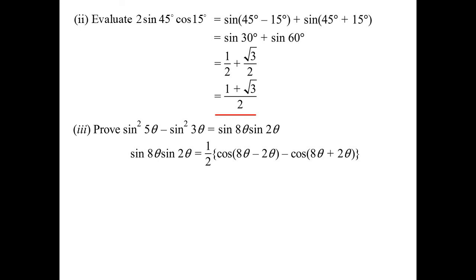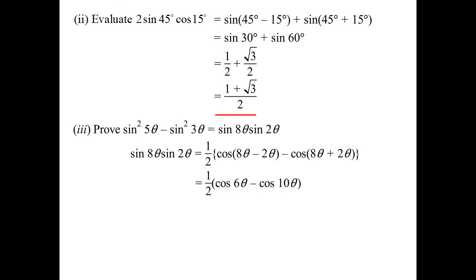So I've got a half, because remember it should have been 2 lots of. So I've got a half of cos, subtract 8 theta minus 2 theta, minus cos, add 8 theta plus 2 theta, and that's 6 theta and 10 theta.